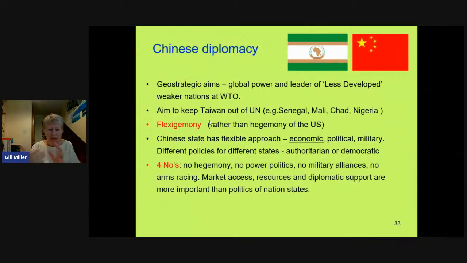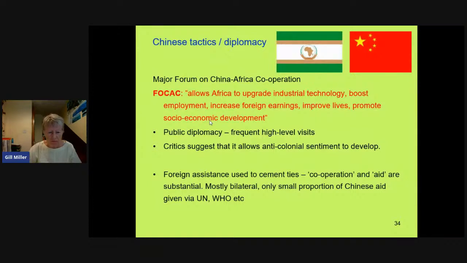They just want the market access and resources, and they want to have good relations with a range of African states. The most effective way of doing this is through this Forum on China-Africa Cooperation. You can see what it allows Africa to do: upgrade industrial technology, improve lives, promote economic development. It's good, it's win-win. And the African leaders have loved FOCAC. They've loved the red carpet treatment in Beijing and all these high-level visits, and it gives them a lot of street cred and a lot of status.